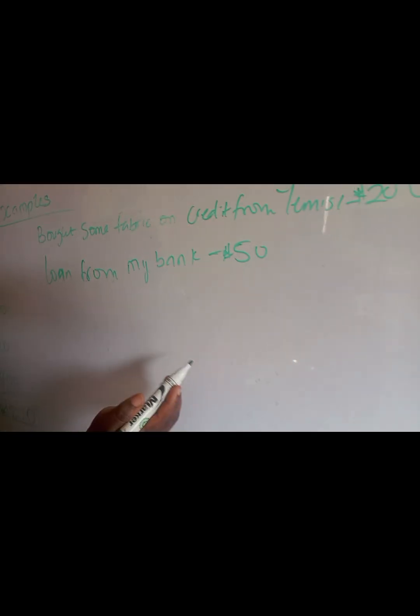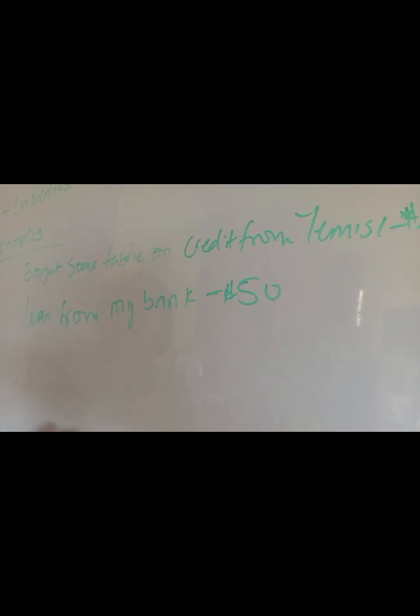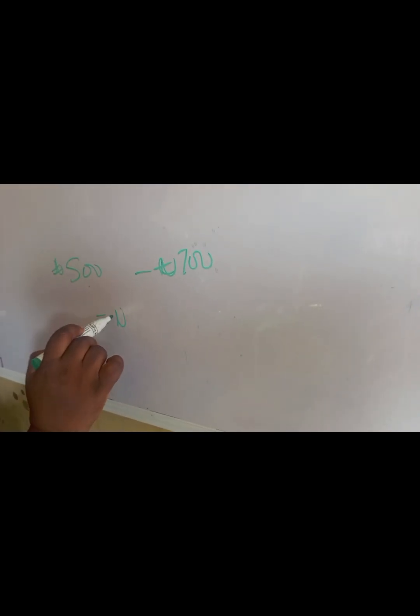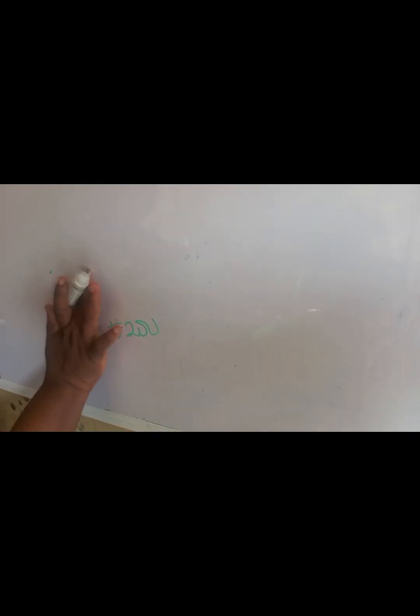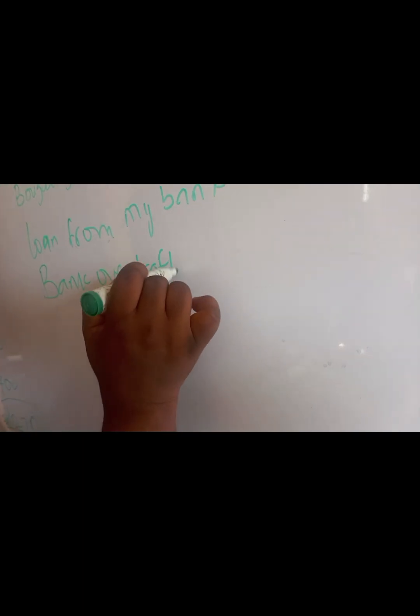I got an overdraft. I think you should know that overdraft is the excess money you withdraw from your account or you collect from your bank that is more than your balance. So let's just divert a bit. Let's say I have 500 naira in my account and I withdraw 700 naira. The balance of 200 naira is my overdraft. So that is what we mean by bank overdraft. So let's go back. Bank overdraft of 350.